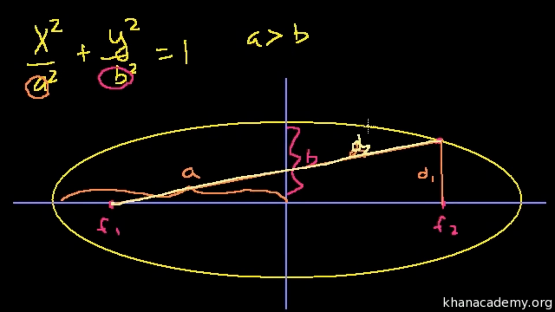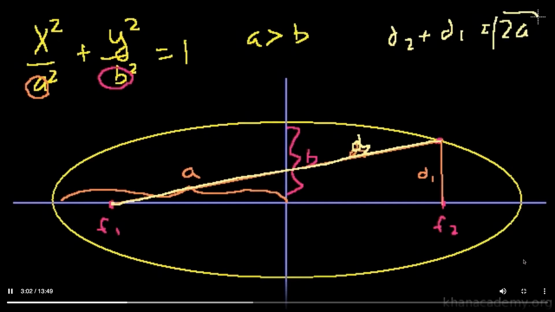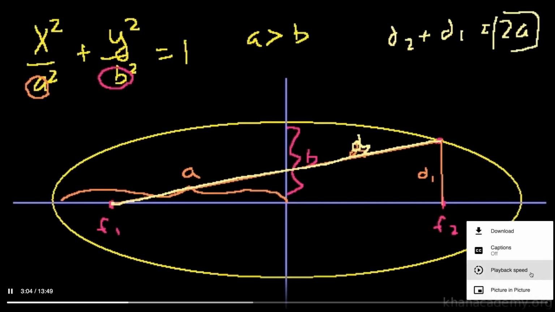So when you find these two distances, you sum them up. This d2 plus d1 is going to be a constant, which actually turns out to be equal to 2a. And it's true anywhere you go on the ellipse. So let me make that point clear. I'm actually going to prove to you that this constant distance is 2a, where this a is the same as that a right there.